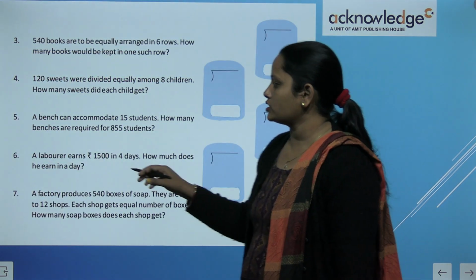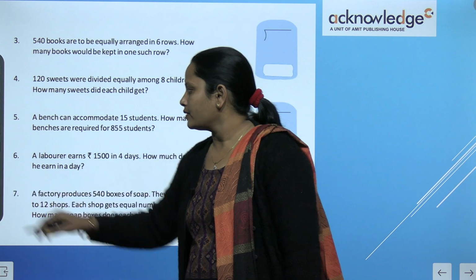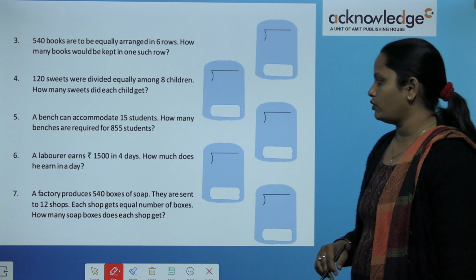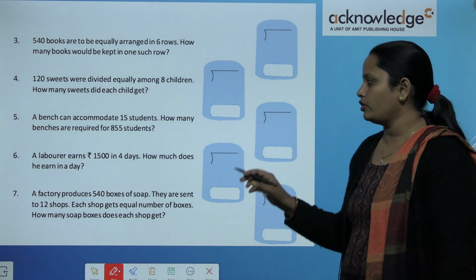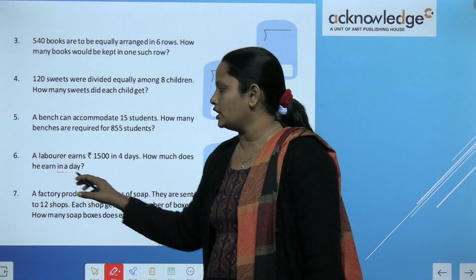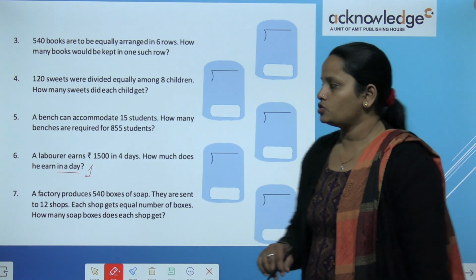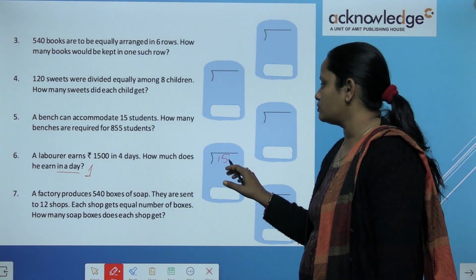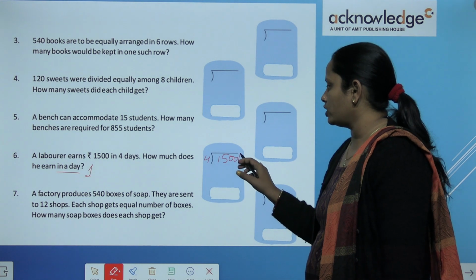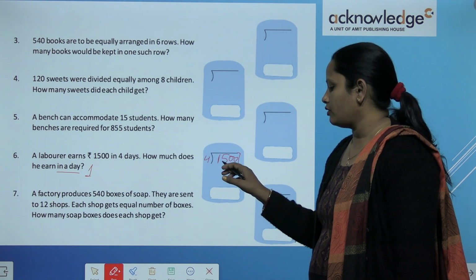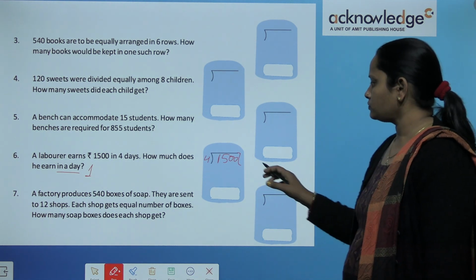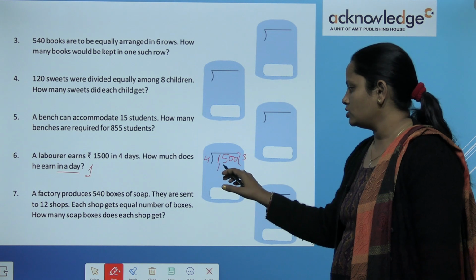Now let's do this question number 6. A laborer earns 1500 rupees in 4 days. तो एक लेबर है, उसने 4 days में इतने रुपए कमाए हैं. How much does he earn in a day? A day means 1 day. So again here we have to divide this 1500 by 4. तो चलिए let's divide it. So 4 की टेबल में देखते हैं क्या 15 आता है? No. So which number will come? 3 times 12.